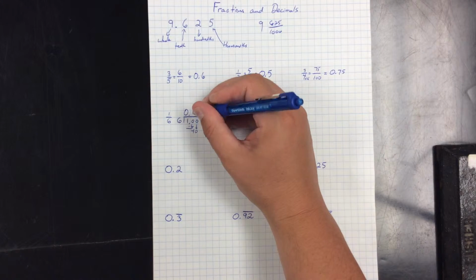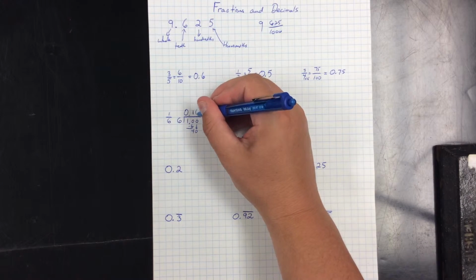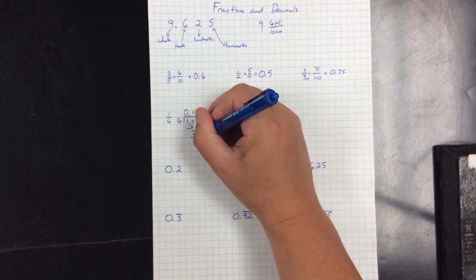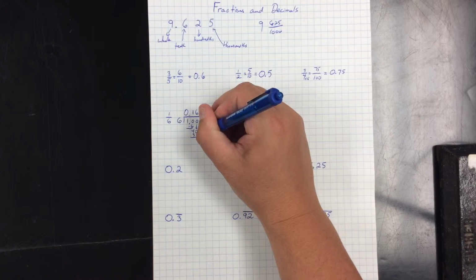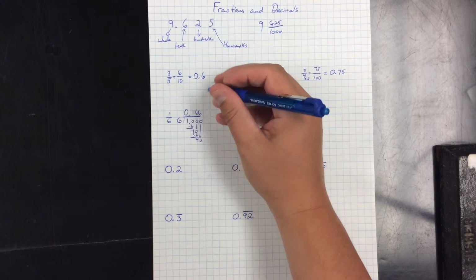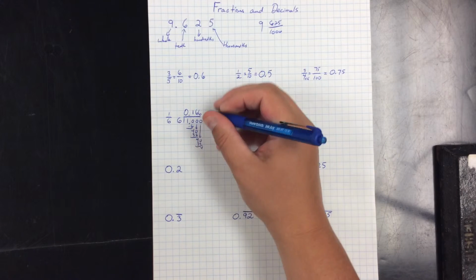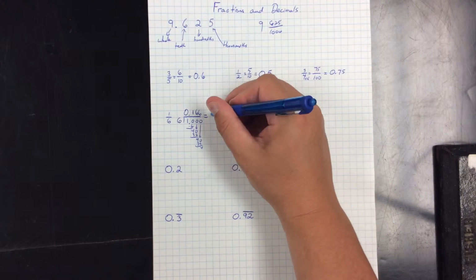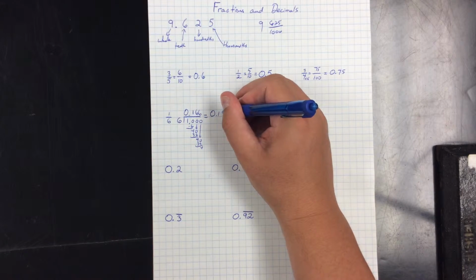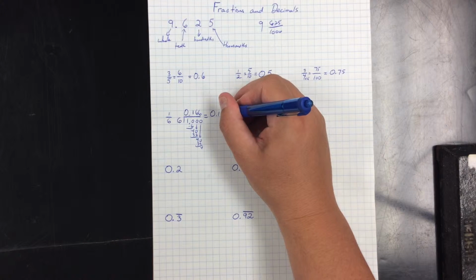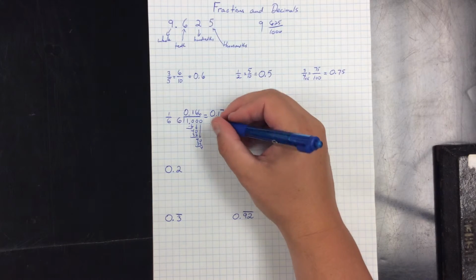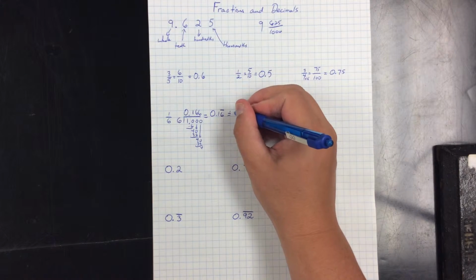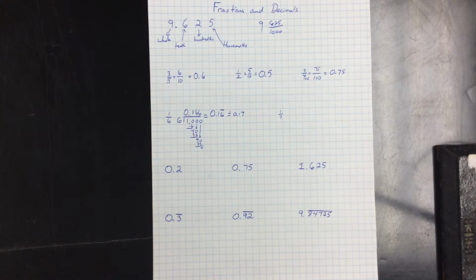Bring down my 0. 6 goes into 40. 6 times 6 is 36. 4 left over. Bring down my 0. 6 times 6 again, 36, and that's just going to continue. So I end up with 0 and 1 decimal. If I want to round, well, let's do the bar notation first. 0.16, and the 6 repeats. Or if I wanted to round, I could say that it's approximately 0.17. This is a more exact answer, a better answer.